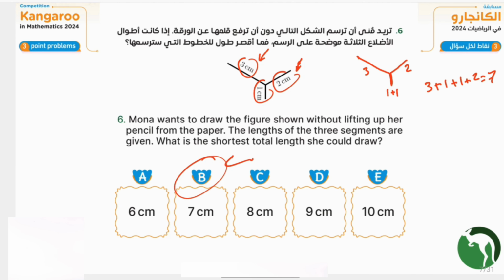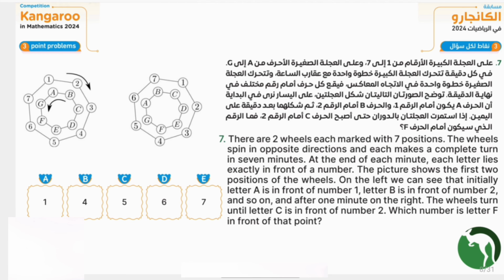Okay, now in question number 7, there are 2 wheels, each marked with 7 positions. The wheels spin in opposite directions and each makes a complete turn in 7 minutes. At the end of each minute, each letter lies exactly in front of a number. The picture shows the first 2 positions of the wheels on the left. We can see that initially letter A is in front of the number 1.